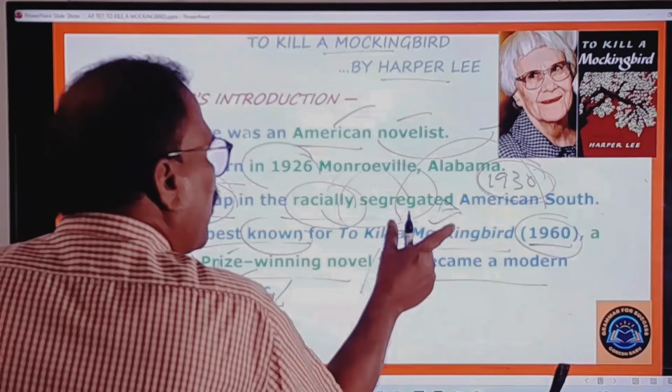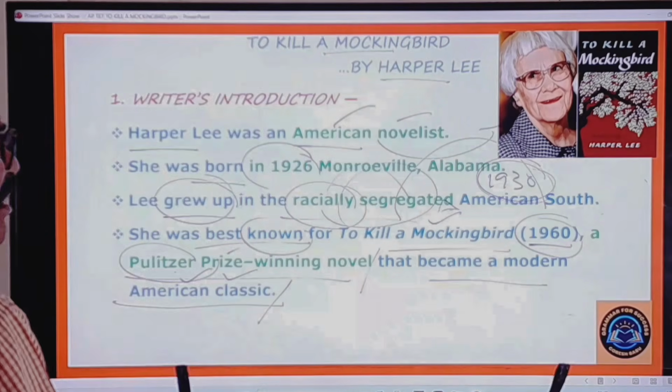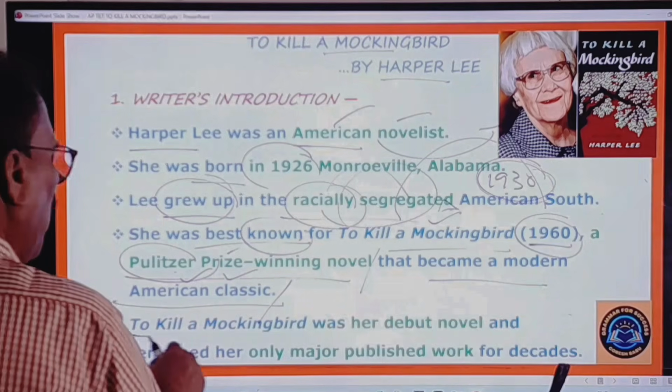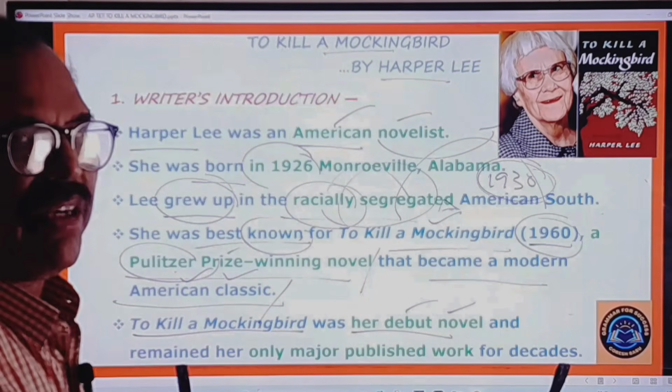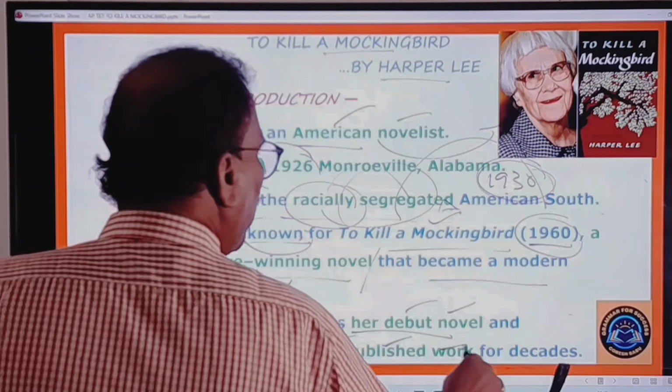This novel, To Kill a Mockingbird, has become now what? A modern American classic. So it is like that. You go to the next point. To Kill a Mockingbird was her debut novel. Debut means first novel, debut novel. And here it remained her only major published work for a decade.